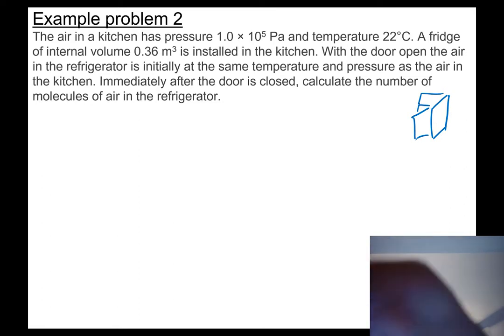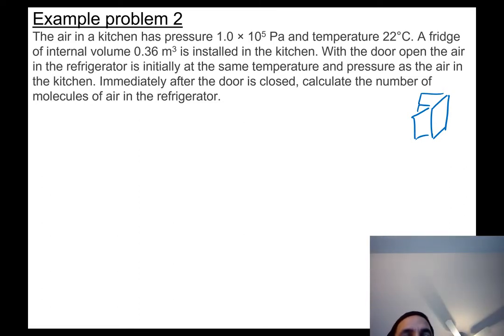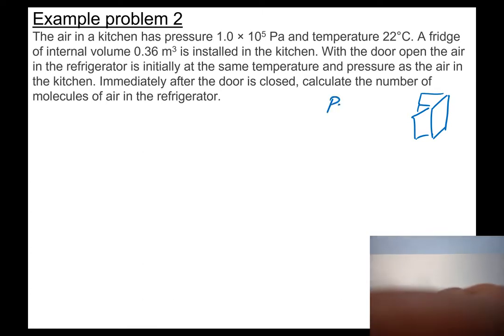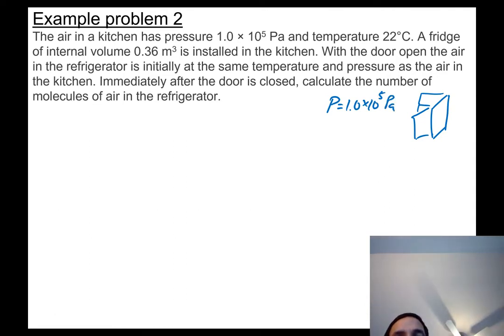Okay, you can kind of get the idea, right? And what we can say over here is that P equals 1.0 times 10 to the 5th pascal. So I'm doing my givens now. The T is 22 degrees Celsius. The volume inside the fridge is 0.36 meters cubed.